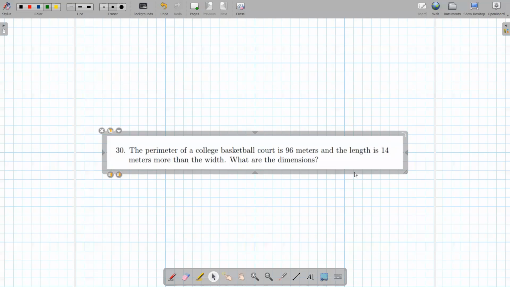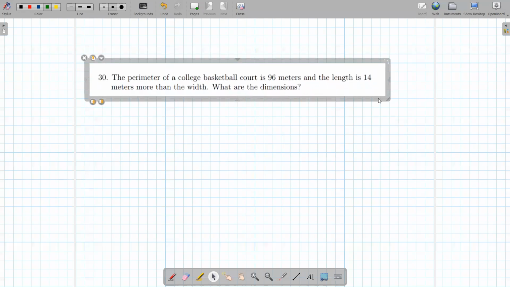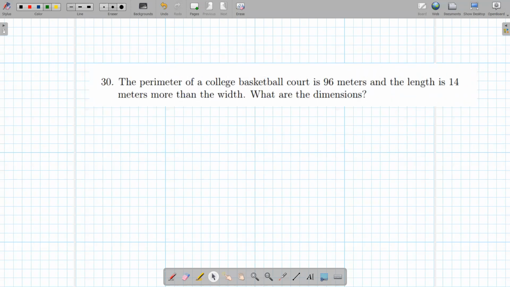So now we have word problems. The perimeter of a basketball court is 96 meters. A basketball court is usually rectangular, so we have the length and the width. We know the perimeter is 96. And we also know that the length is 14 meters more than the width.